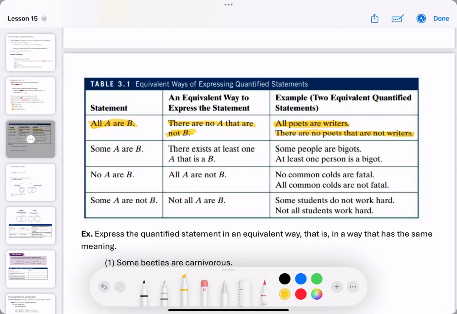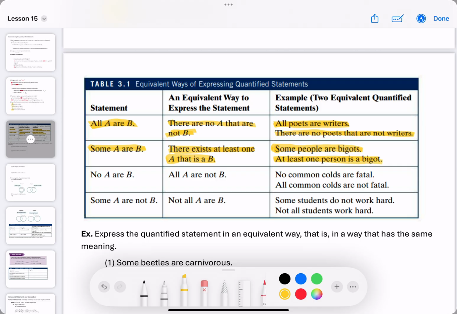Second one, some A are B. The equivalent statement is there exists at least one A that is a B. You can memorize it: some A are B, at least one A is B. For example, some people are bigots. We'll say at least one person is a bigot.